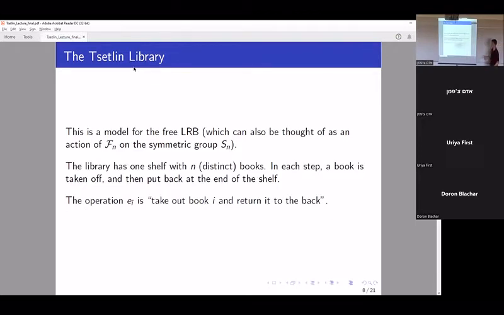So we can just take the operation e_i. We take the ith book and return it to the back, and this indeed defines the left regular band, right? Because if I take out book i and then take book j and return it, and then when I take out book i again, I didn't have to take it in the first place. It's just transparent to what we're doing. So this is a nice model which will also relate to the Specht polynomial problem.